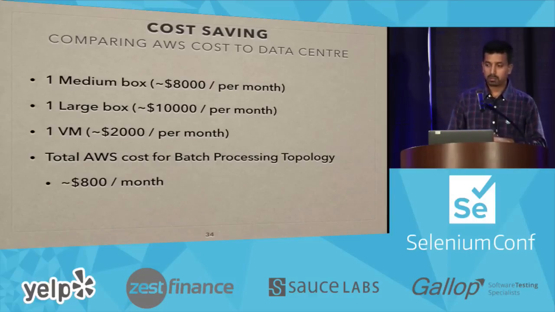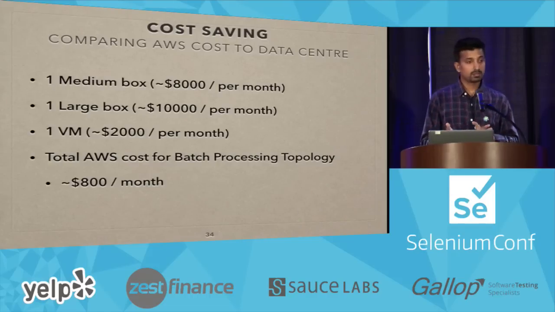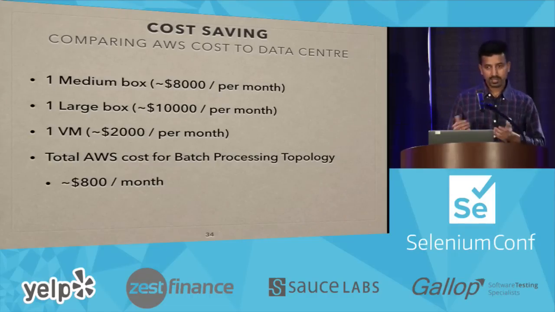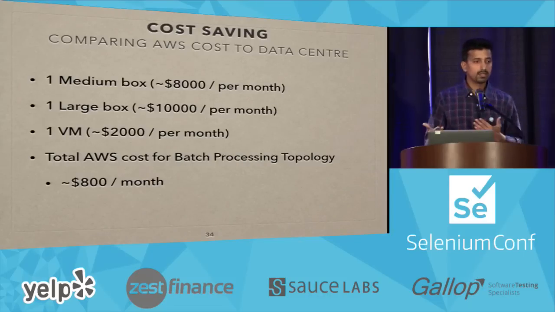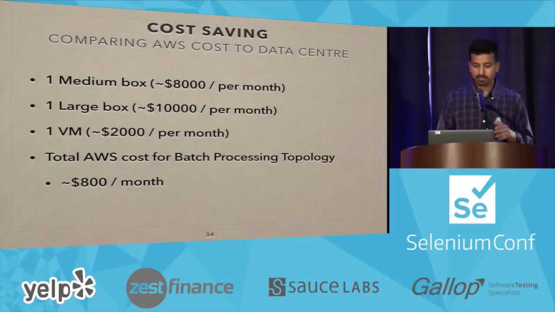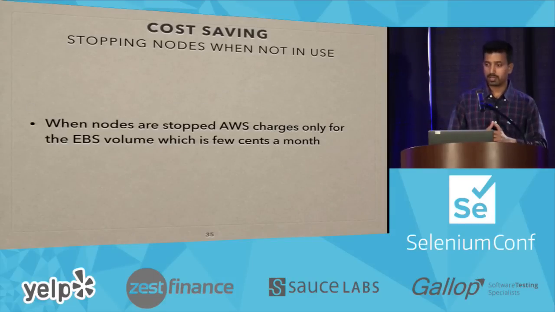For the previous topology that you saw for batch processing, it costs around $800 per month for the whole setup. So it does save you money, and it does allow you to scale. So you have to decide, this needs some paradigm shift in how you think about how much you are spending.